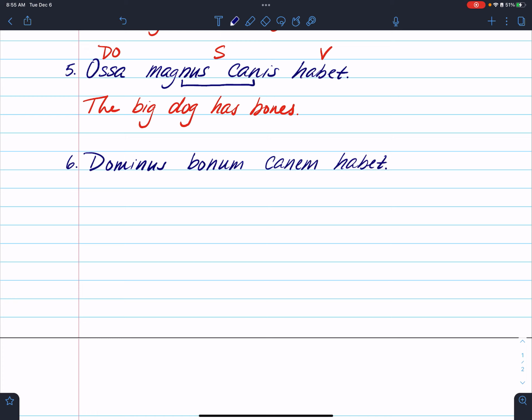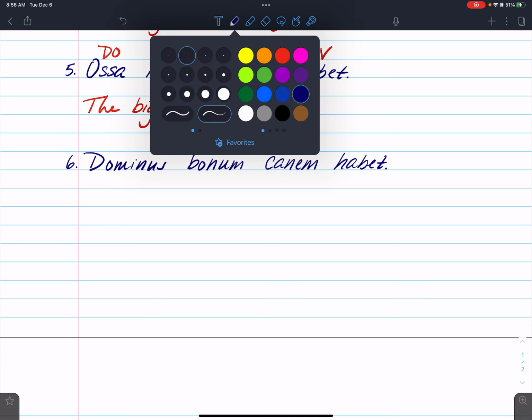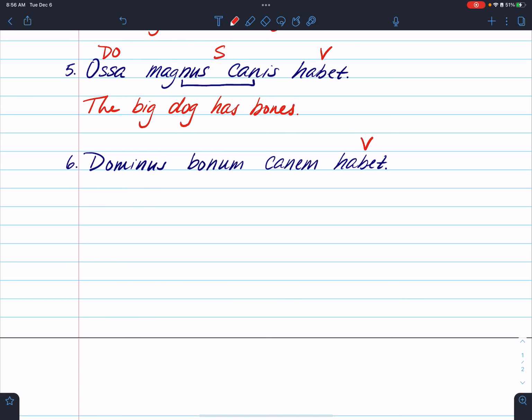Okay, Dominus bonum canem habet. Okay, now. Habet's my verb. My subject is probably Dominus, right, because it's nominative. Now, canem is my other noun. What case is canem? Accusative, so that's got to be my direct object.